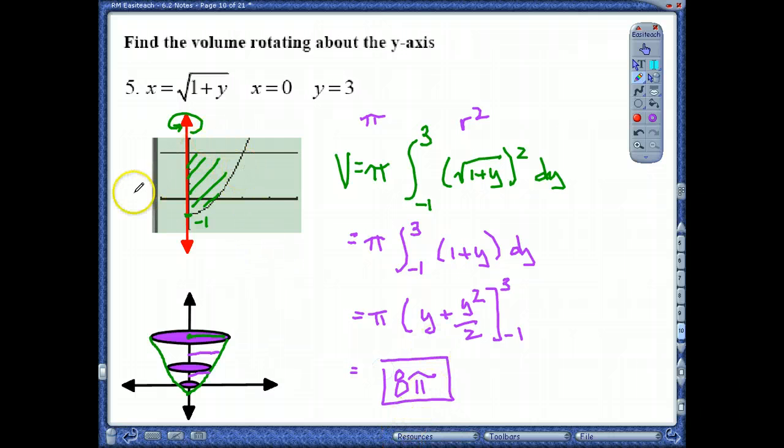So now we're looking at these circular slices. They're going to be perpendicular to the y-axis. So we're setting it on that y-axis. We're making those slices. They'll all be perpendicular to the y-axis. So look at which way those little circular slices are going.